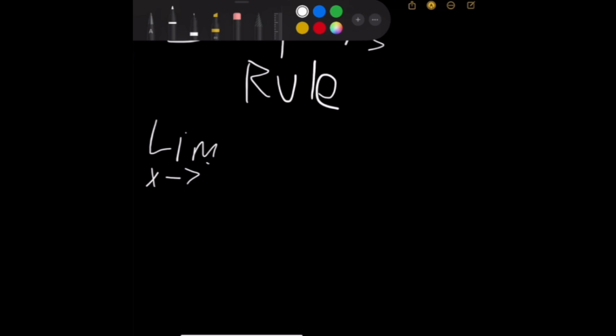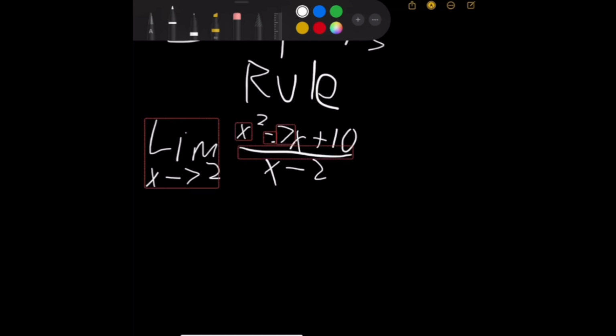When it equals 0 over 0. So for example, let's say we have the limit of x squared minus 7x plus 10 over x minus 2. If we directly substitute, what is going on? If we directly substitute, that would equal 0 over 0.